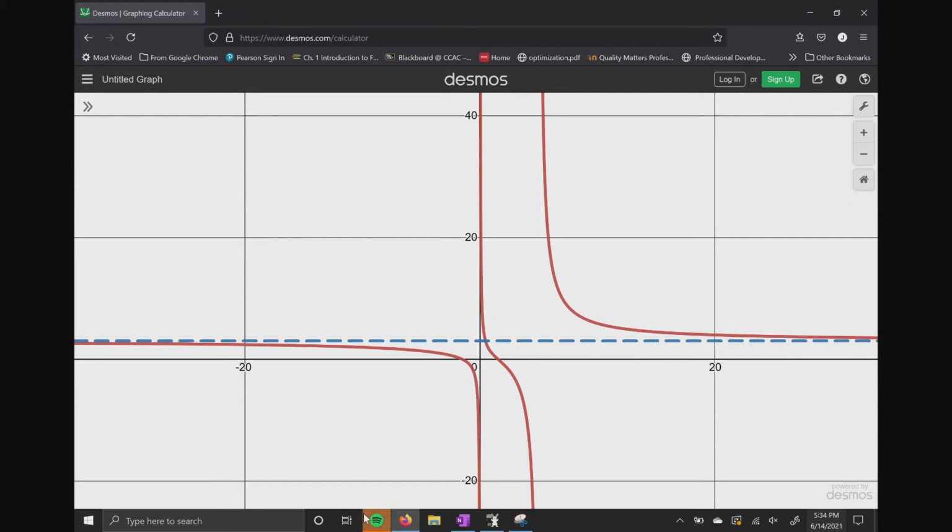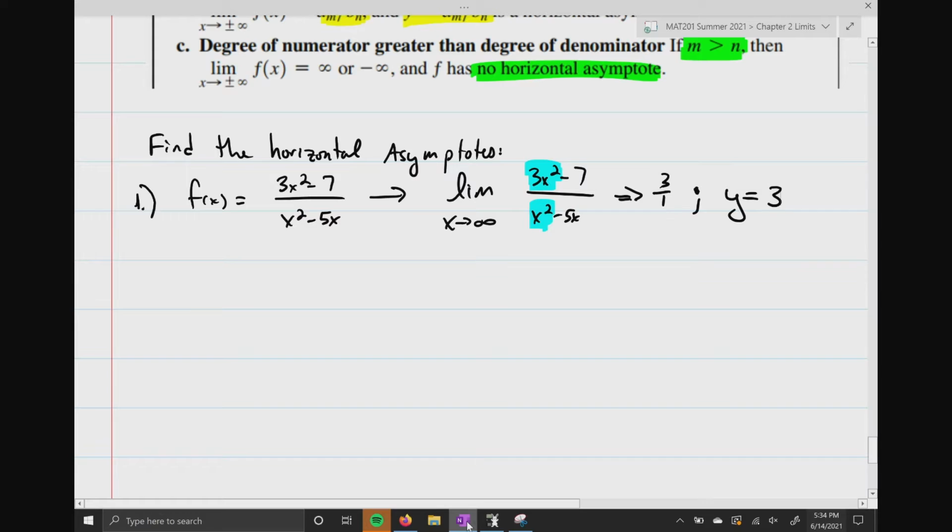Okay? Now let's look at the next example here. We'll do a couple of these. Like I said, they're pretty easy. We're actually gonna blow through them. So let's try number 2. f of x equals 2x plus 1 all over 3x to the fourth minus 2. Well, think about this as the limit as x approaches infinity of 2x plus 1 over 3x to the fourth minus 2.